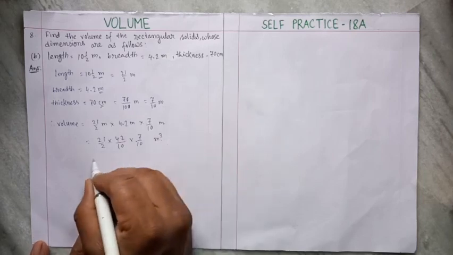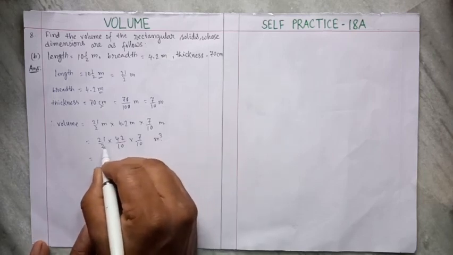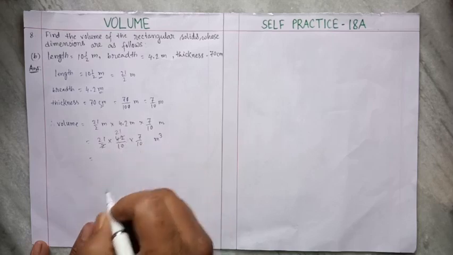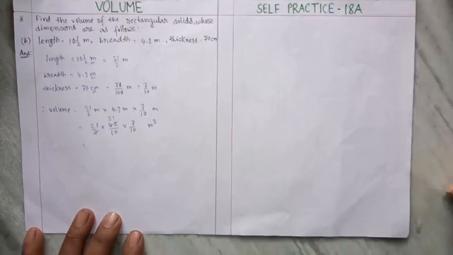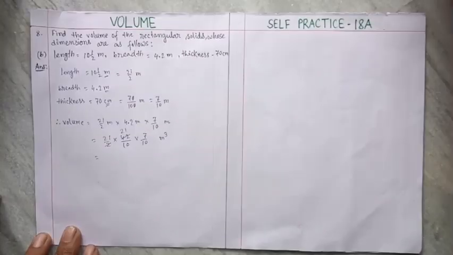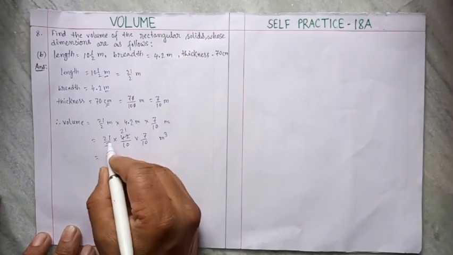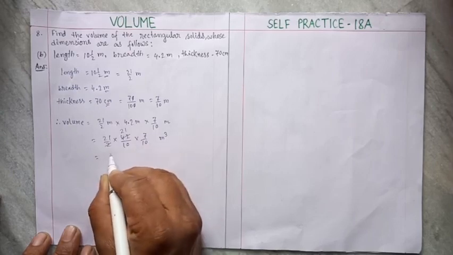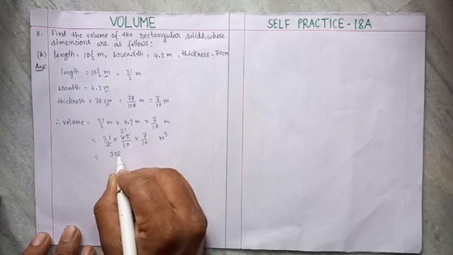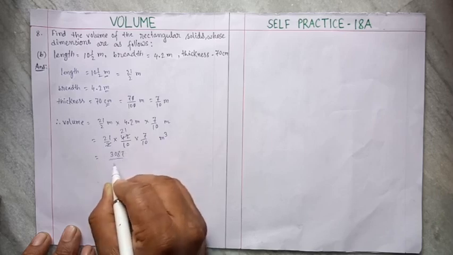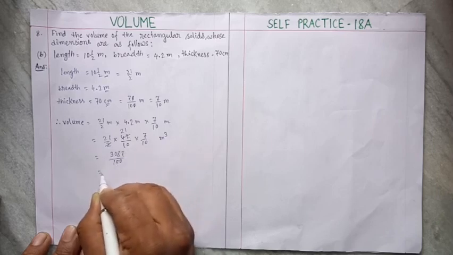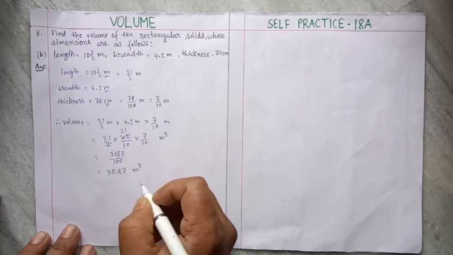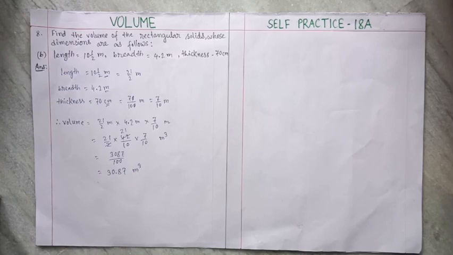So what will it be? Just cut it, 0 here, 21. Can you cut more? No. So when you do the product, 21 into 21 will be 441, and then multiply with 7. So it will be 3087. And here 10 into 10, 100. That means 30.87 meter cube. This will be the volume. I hope you have understood it.